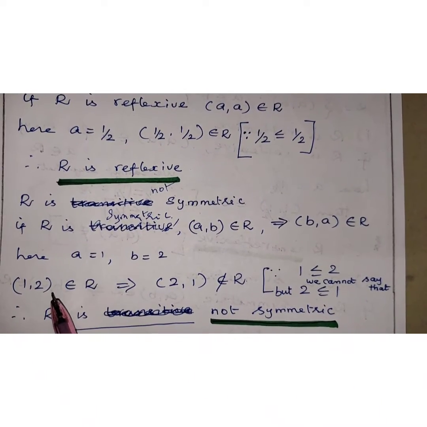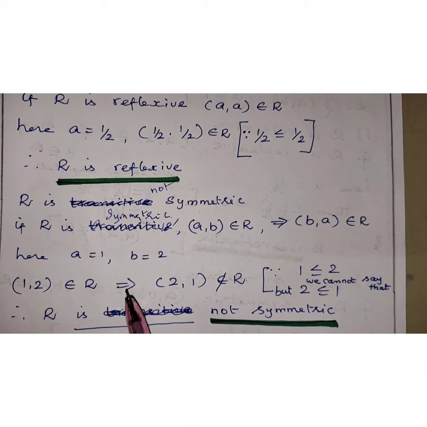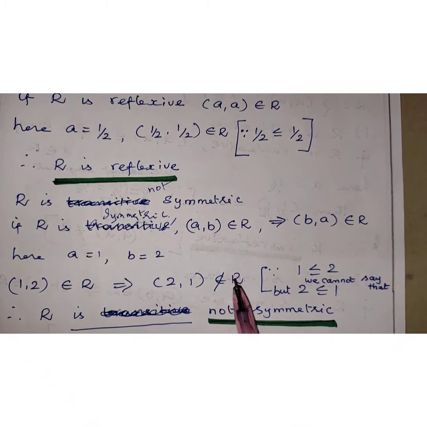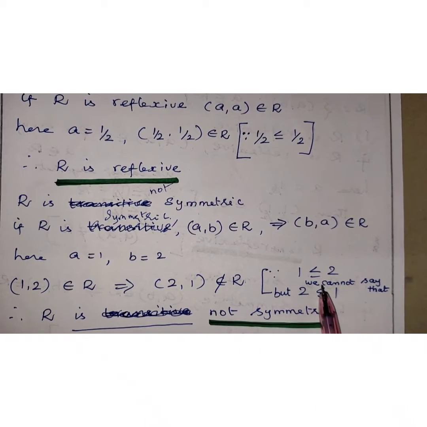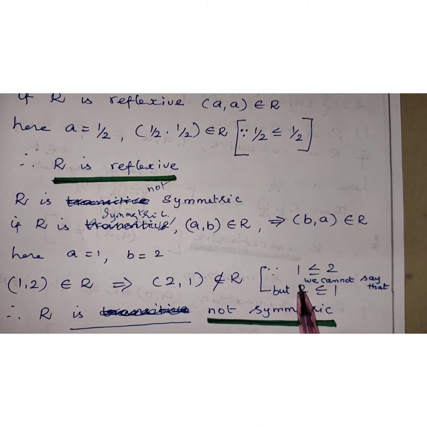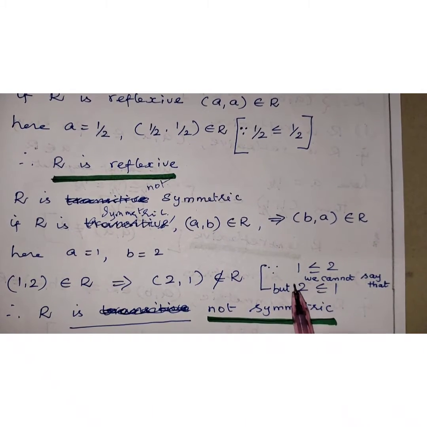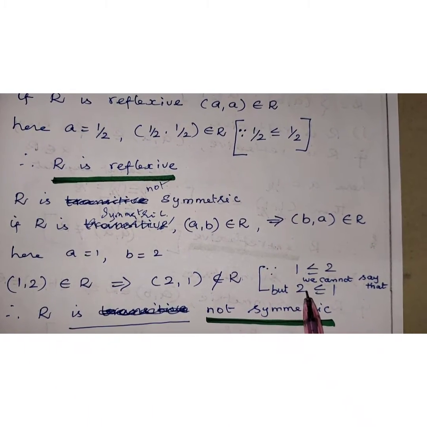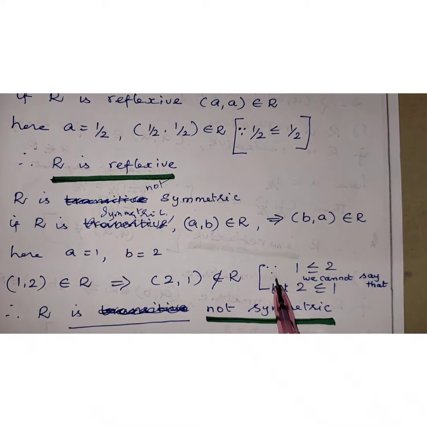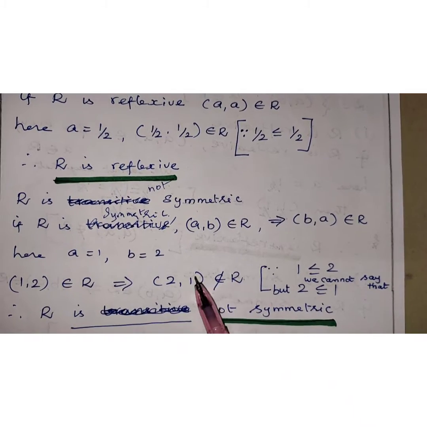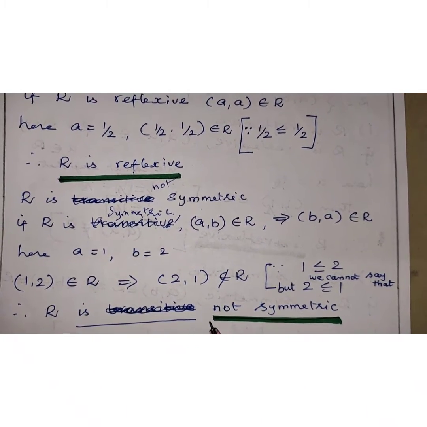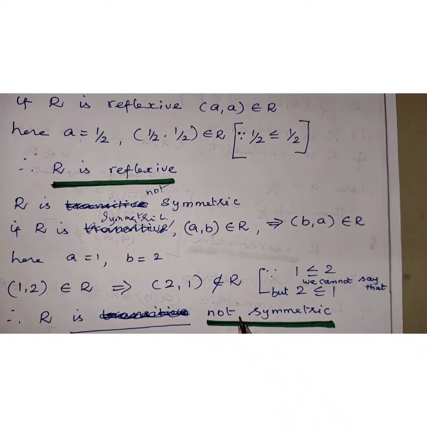Here (1, 2) belongs to R, but (2, 1) does not belong to R, because the statement 2 less than or equal to 1 is wrong. So the given condition is not satisfied by the relation. Therefore (2, 1) does not belong to R, and therefore R is not symmetric.